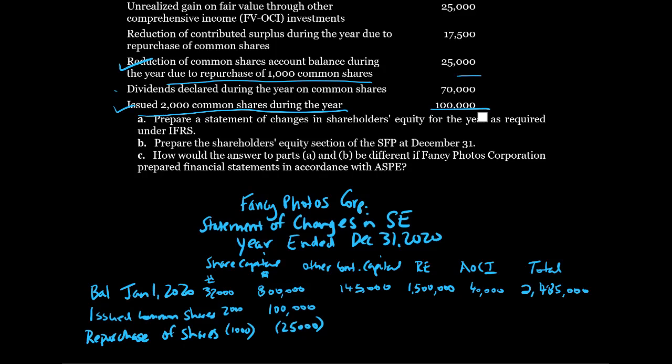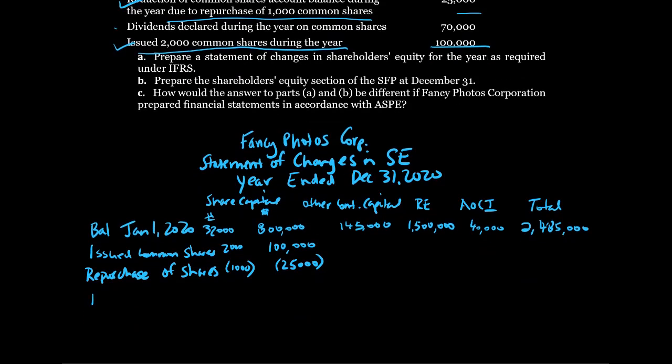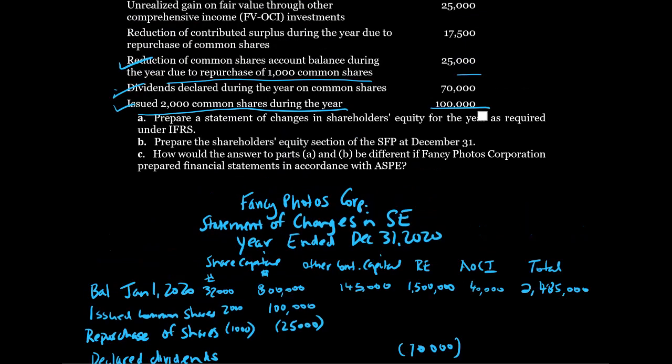We declare dividends. We declare dividends of $70,000 on common shares. So let's think about this. Where do dividends flow through? They don't flow through share capital. We know that dividends flow through retained earnings. So this is going to be a reduction to our retained earnings of $70,000. Got that.